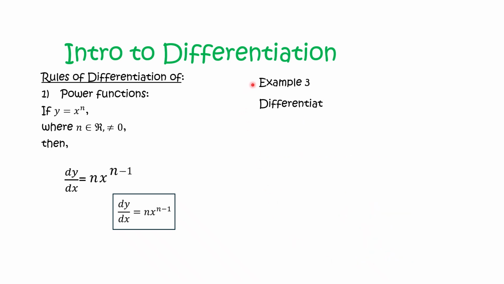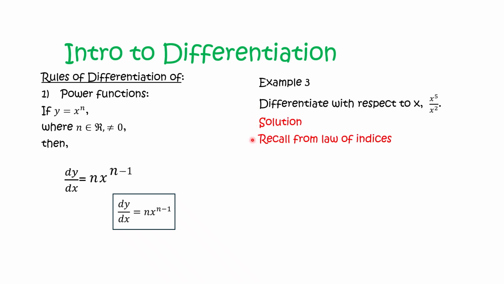Let's look at example 3. Differentiate with respect to x, x to the power 5 divided by x squared. The solution. Recall from our laws of indices video, which I encourage you to check out, we can actually simplify this to x to the power 5 minus 2 so that we get x cubed.